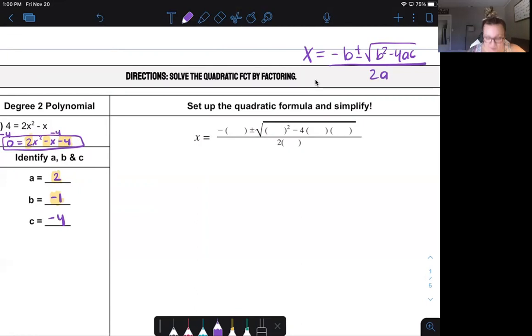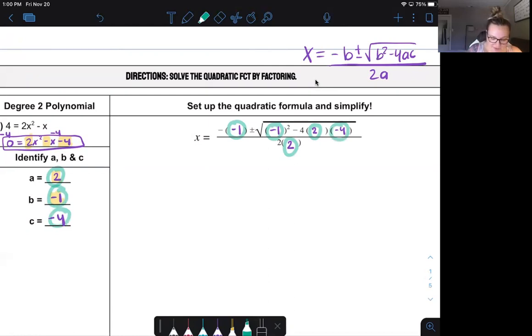Now, let's plug these in. So the negative of negative 1 plus or minus the square root of negative 1 squared minus 4 times 2 times negative 4, and then all over 2 times 2. So see, I took my a value and I plugged it in here and here. I took b, I plugged it in here. And I took c and I plugged it in here.